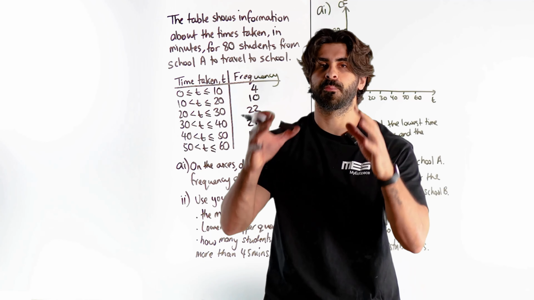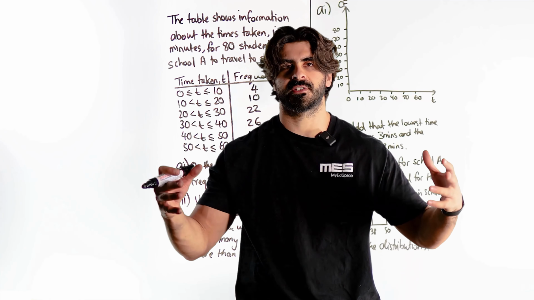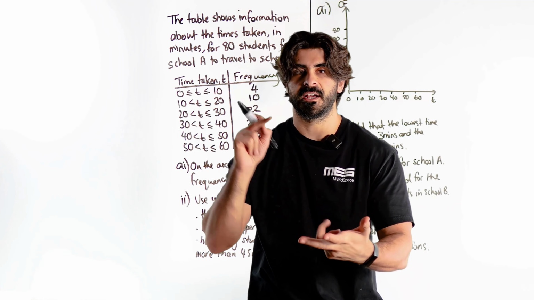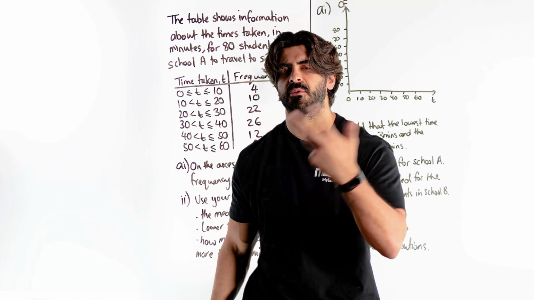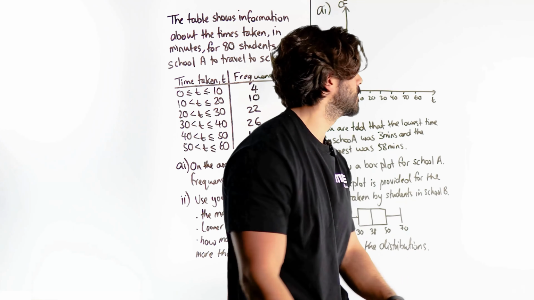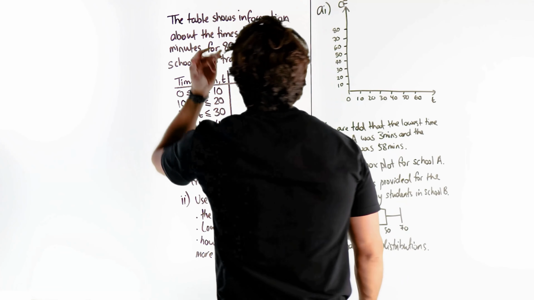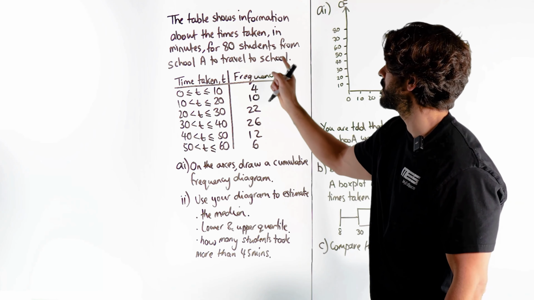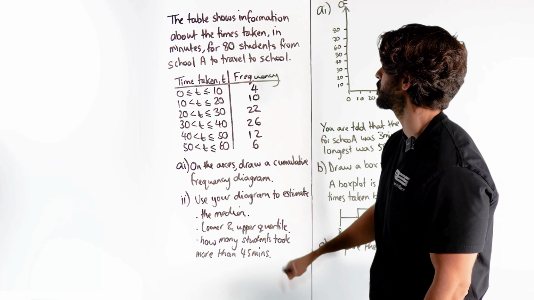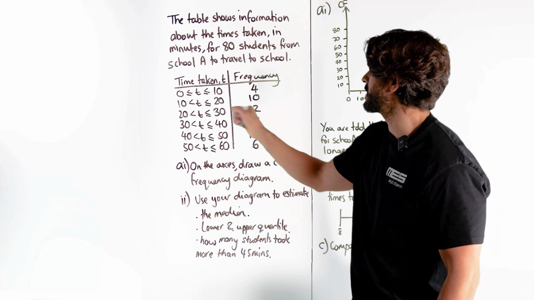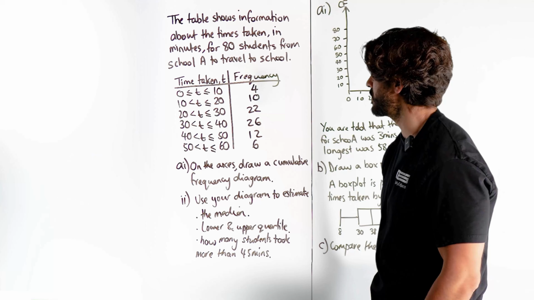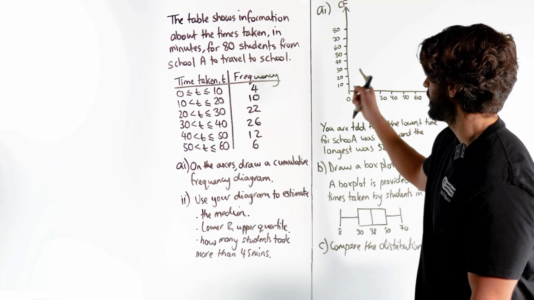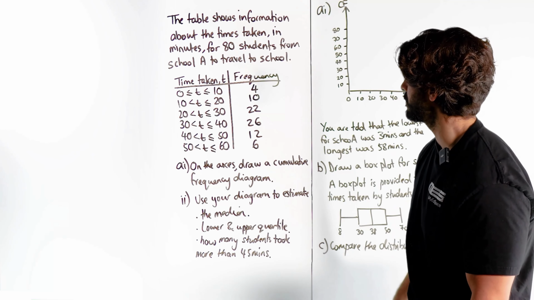Here is a comprehensive question for GCSE cumulative frequency graphs, box plots, and comparing distributions, most likely with box plots. So let's take a look. The table shows information about the times taken in minutes for 80 students from school A to travel to school. So you've got the time being between 0 and 10 was 4 students, between 10 and 20 is 10 students, etc., etc. On the axes over here, draw a cumulative frequency diagram.